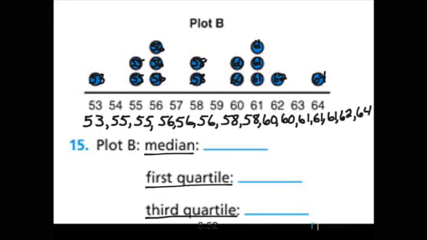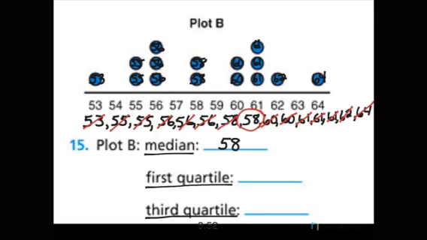All right, so now that your numbers are in order, it's time to cross-cancel. Before you begin, please make sure that you have 15 numbers written down because that's how many dots we have on our dot plot. So press pause and see if you can find your median. Hopefully you found 58 to be your median. Let's write that down.